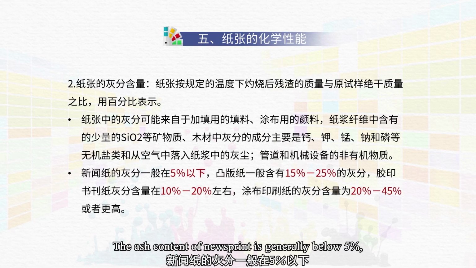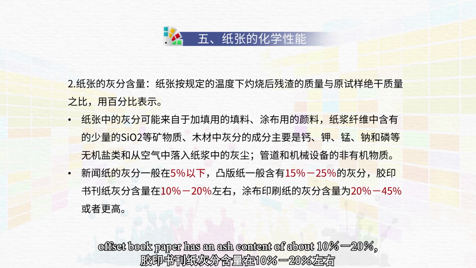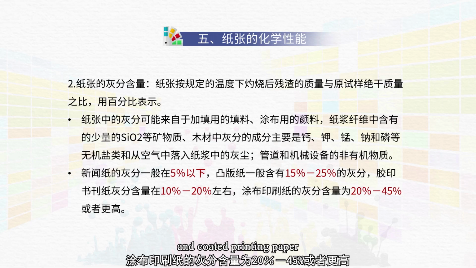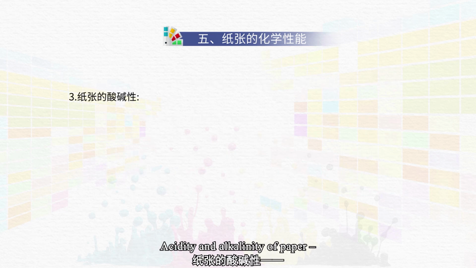The ash content of newsprint is generally below 5%. Letterpress paper generally contains 15 to 25% ash. Offset book paper has an ash content of about 10 to 20%. And coated printing paper has an ash content of 20 to 45% or higher.